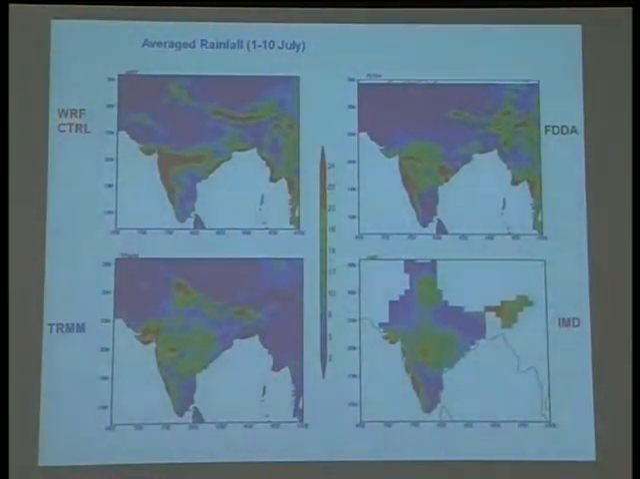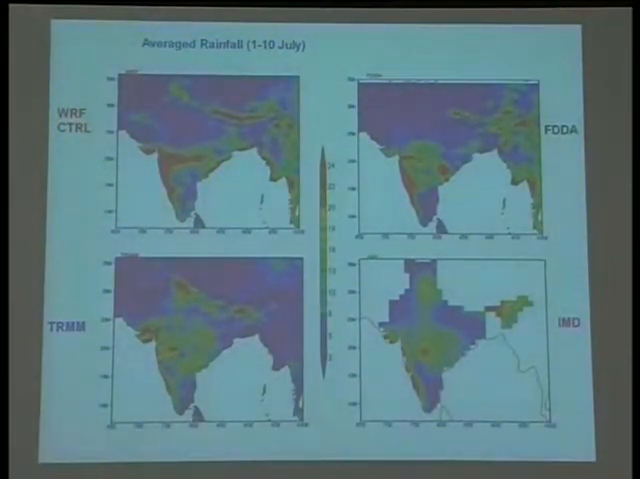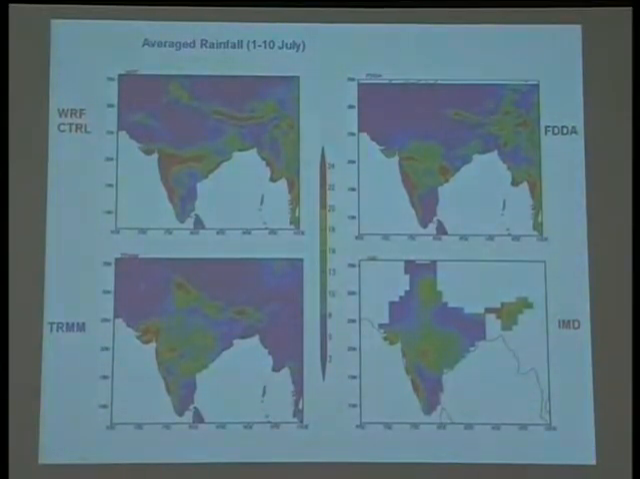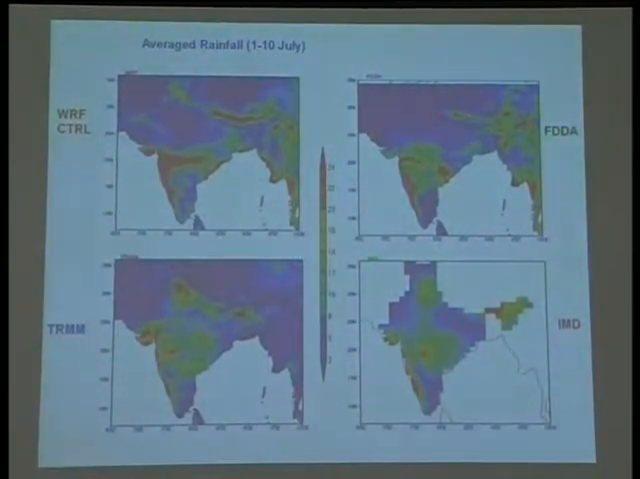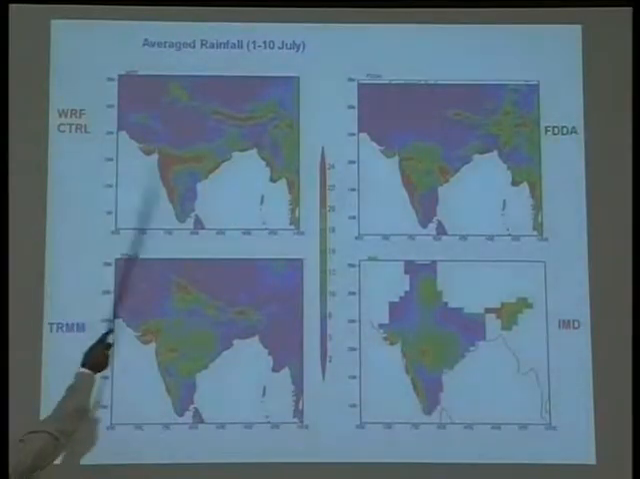This is the spatial distribution of precipitation, averaged from 1st July to 10th July. This is again control with assimilation.